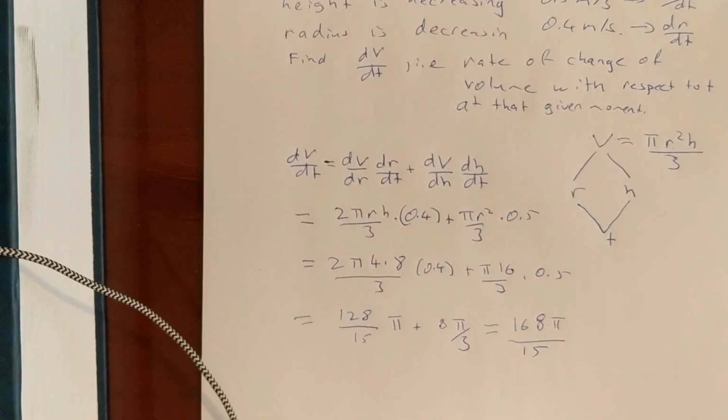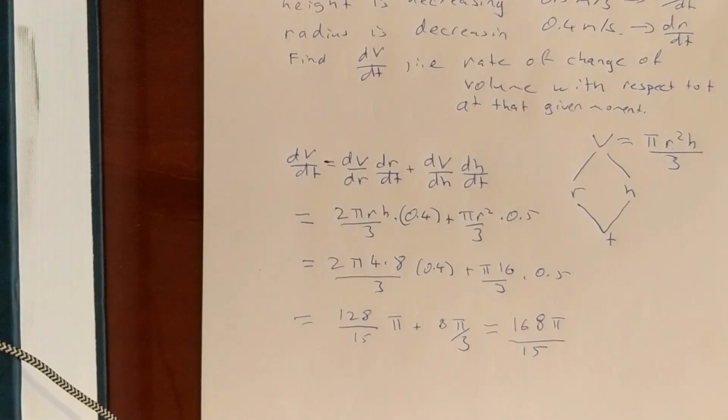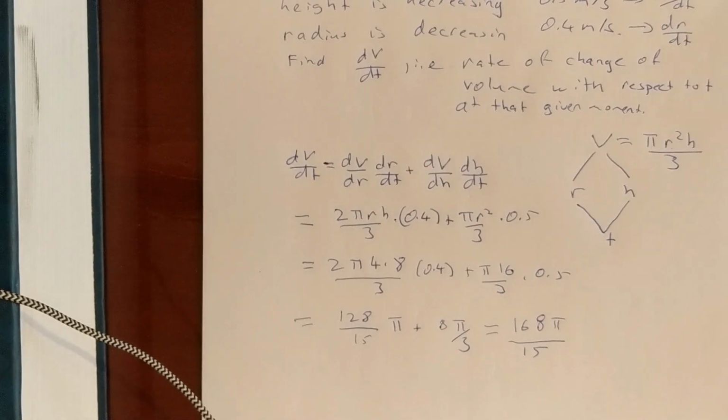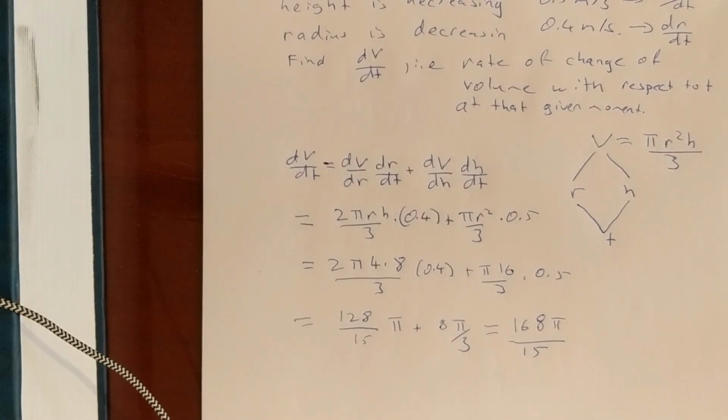Okay. So that's the answer we get. Of course, if you're an engineer, you're going to plug in some approximation for the value of pi. If you're a mathematician, you're never going to touch it. You're just going to leave it as pi. I'm a mathematician. I'm not going to plug it in. That's what it be.